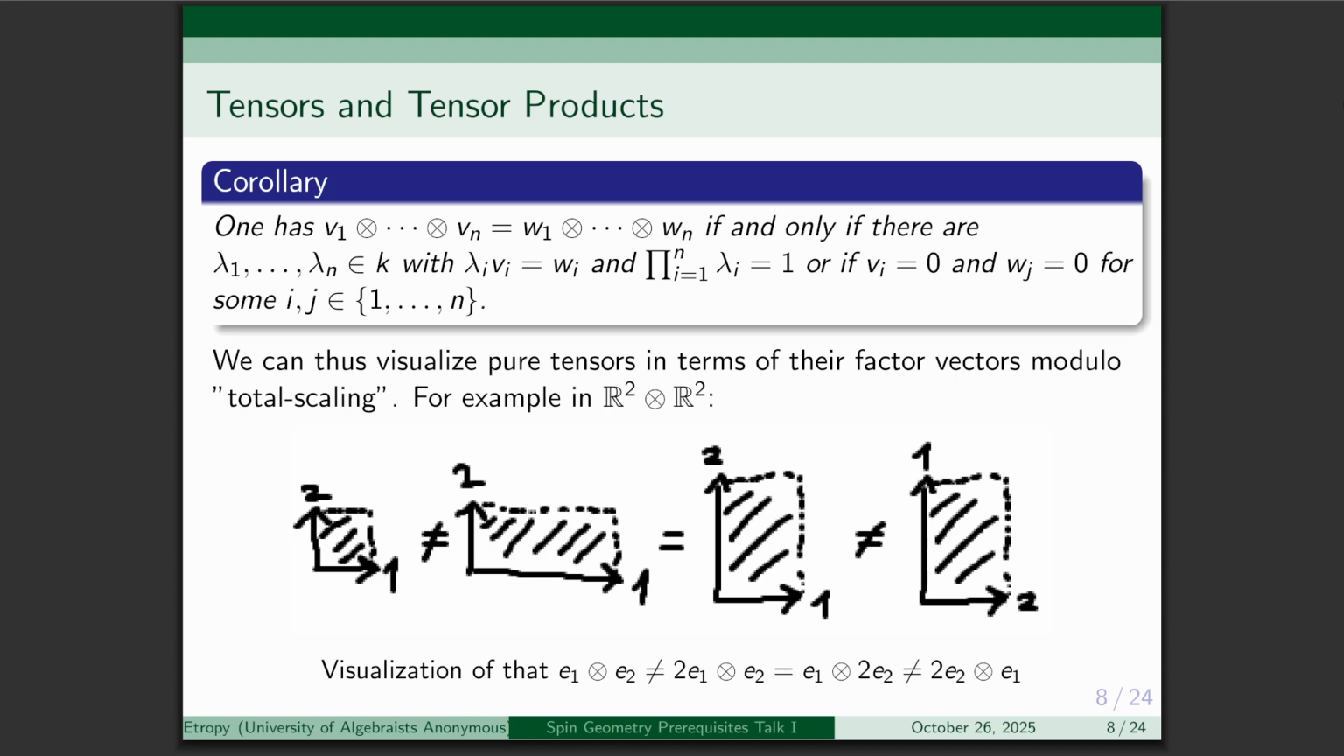So for example, let's say I want to visualize the tensor 2e1 tensor e2 in R2 tensor R2. I can just draw the arrows and think of the parallelogram, or in high dimensions, the high dimensional version of a parallelogram, they span, and think of that as the tensor. Except now one has to consider the fact that I can squish this parallelogram in one dimension and instead have it scale in the other, as long as the area remains the same. It will be the same tensor.